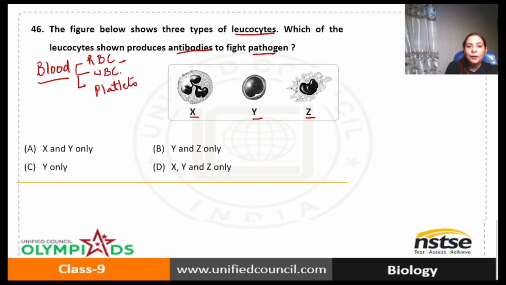Now if I talk about WBCs, white blood cells, their main function is that they can protect our body from infection causing agents, or we can say that they act as soldiers of the body, because they build our immunity, or they give us strength and the power to fight with the infection causing agents.